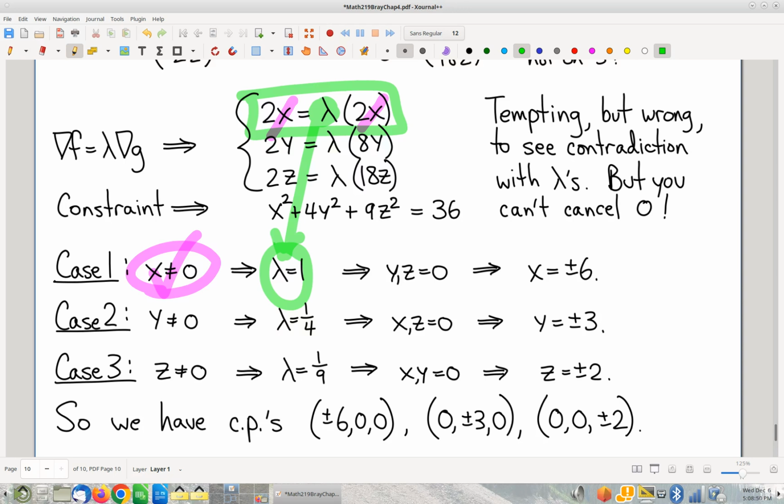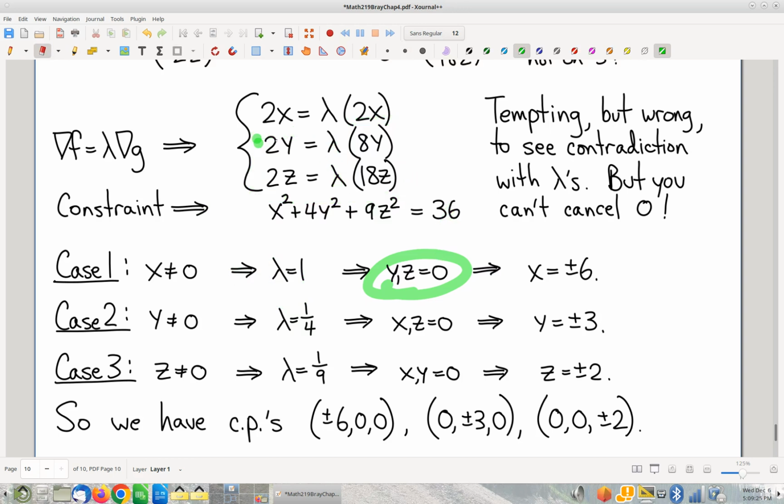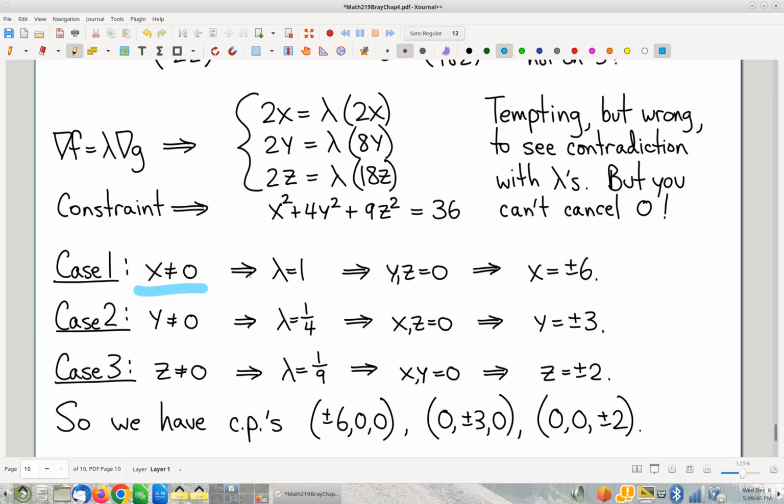But what I can do is take this value, lambda equals 1, and plug this into the other two equations. And if this lambda is equal to 1 there, and if this lambda is equal to 1 there, well, then I can straight up solve for y and z. Y and z would both have to be 0. Right, if lambda is equal to 1. If 2y is equal to 8y, y has to be 0. And likewise for z. Okay, now that allows me to take yet another step. If y and z are 0, I can plug these into my constraint. There's my constraint, and my constraint allows me to solve for x. X would then have to equal either plus or minus 6. Okay, so in the case where x is non-zero, I have these two critical points right there.